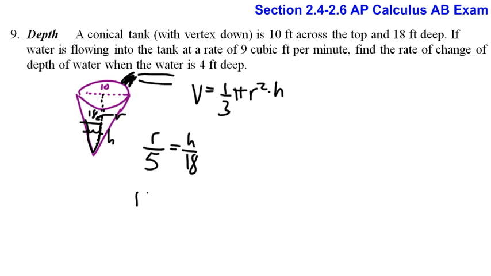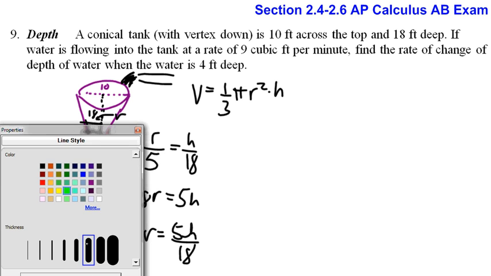So I get 18R equals 5H. Again, I'm trying to solve for R right now. So R would be 5H over 18. Since we know what R equals, we can go ahead and do some substitution now.